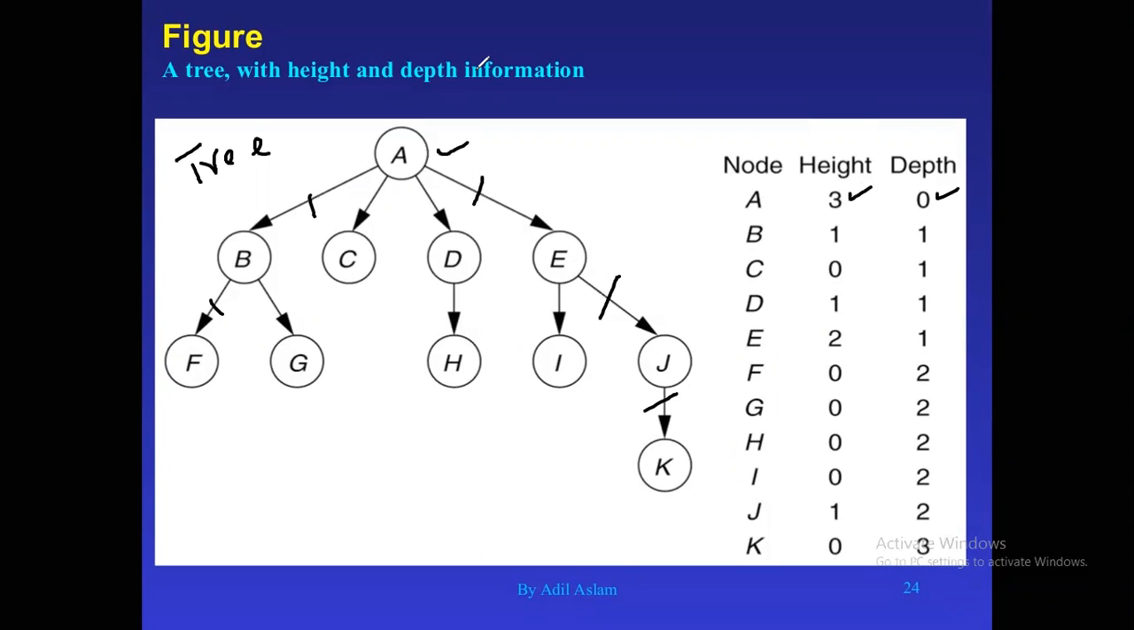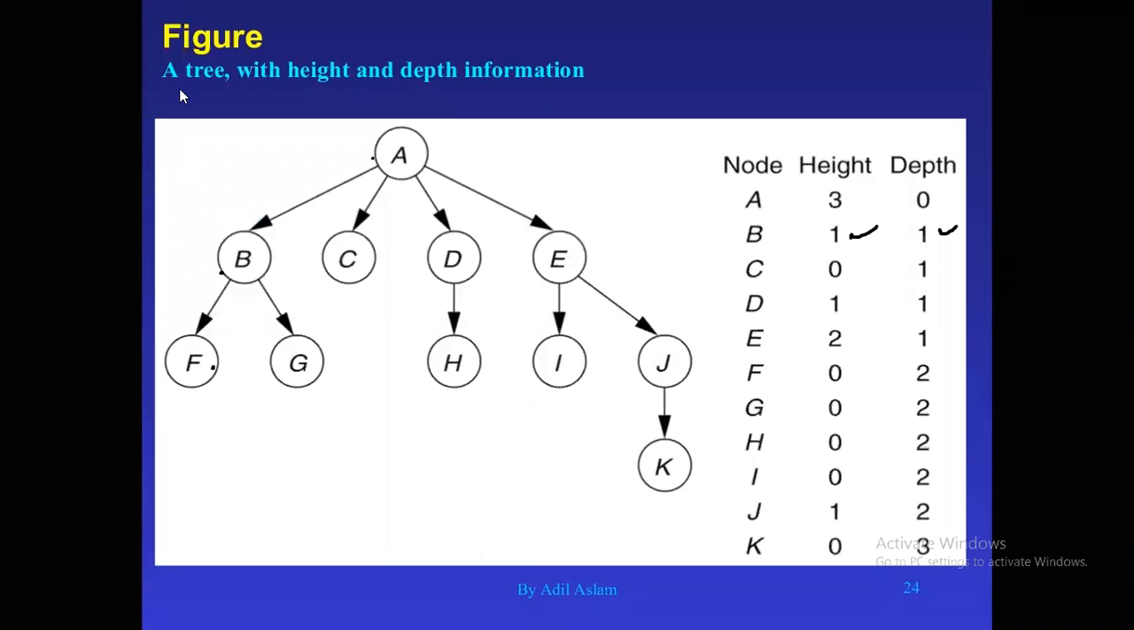Longest path. When you come to the B vertex, what is the depth? Up to root how many units? 1. So therefore depth is 1. Next is height. Height means node to leaf. Node to leaf how many units? One edge will be there. So height is 1.